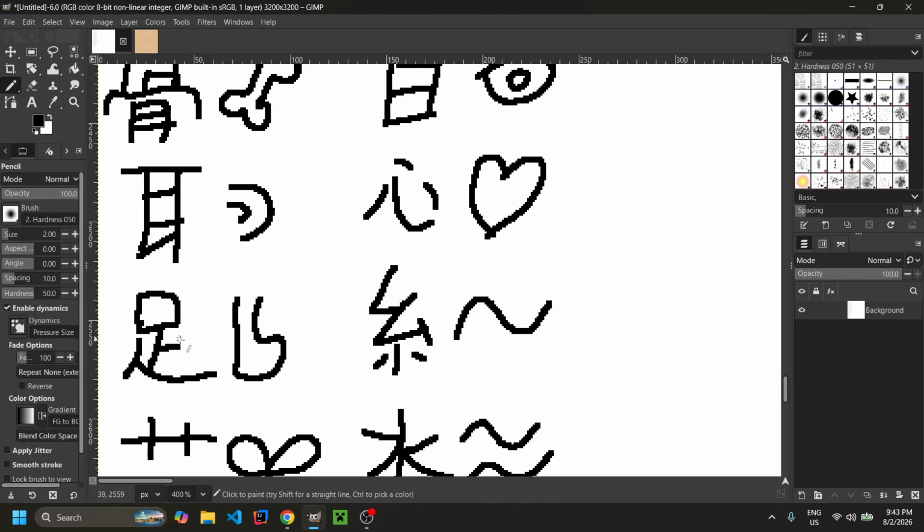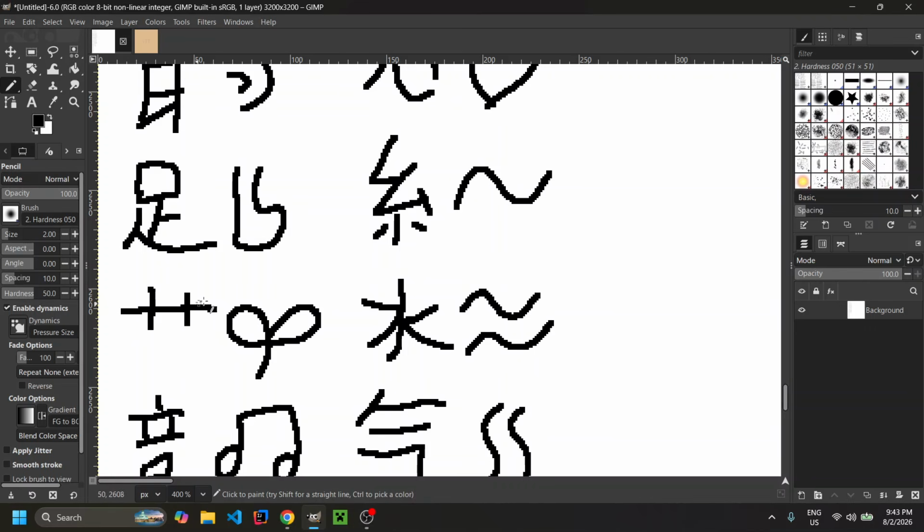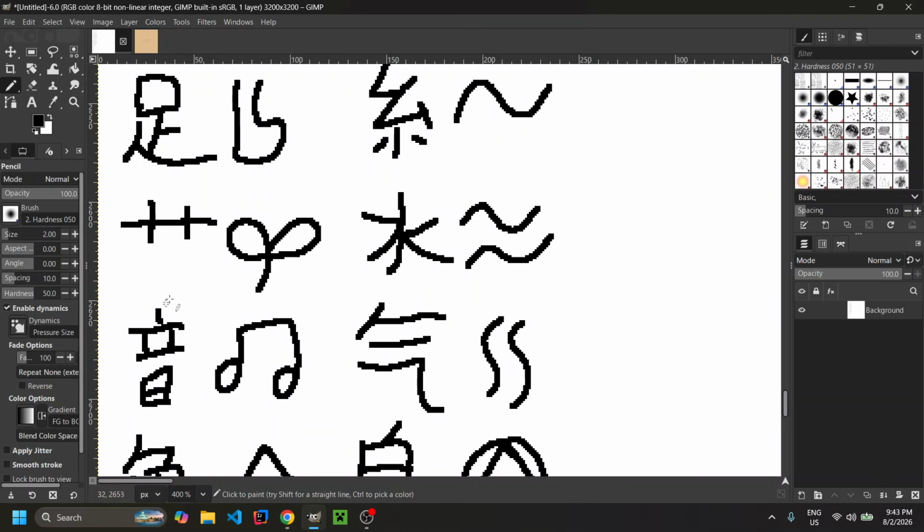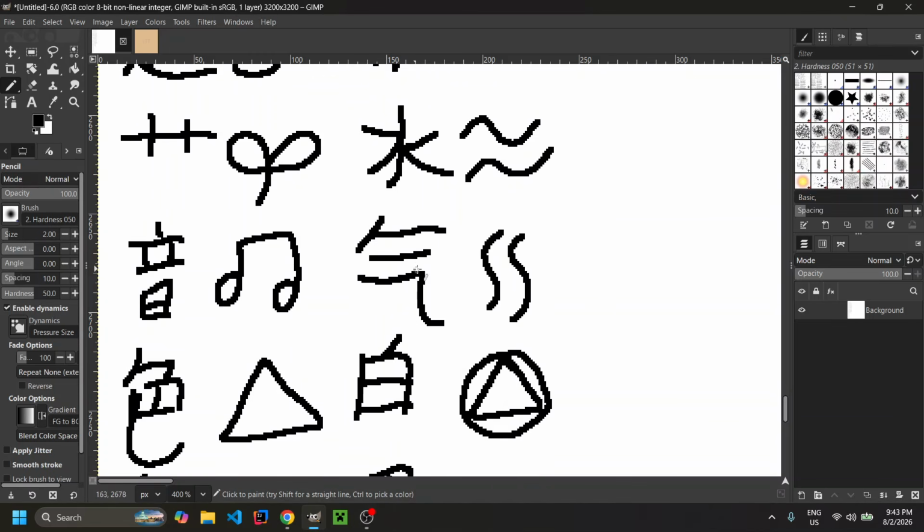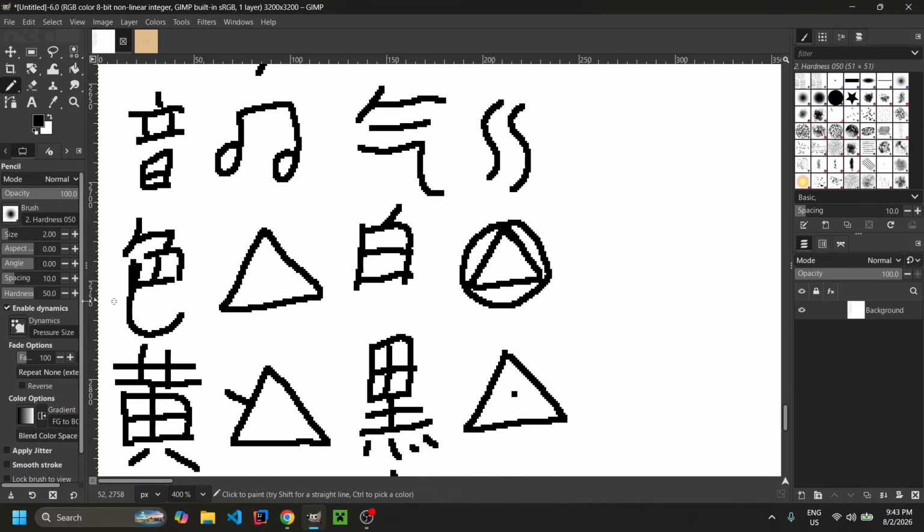This is ashi, meaning leg or foot. So here's my leg and foot. This is ito, meaning string, but here's my string. Here we have kusa, meaning grass. Here's my plants. Here we have mizu, so here's my water. Here we have oto, meaning sound, and then I just drew a little musical note instead. Here, I'm not too sure the reading for this one, but we have gas, like steam. It means steam. I just forgot the reading for it.